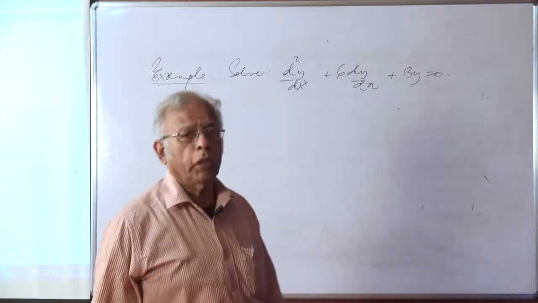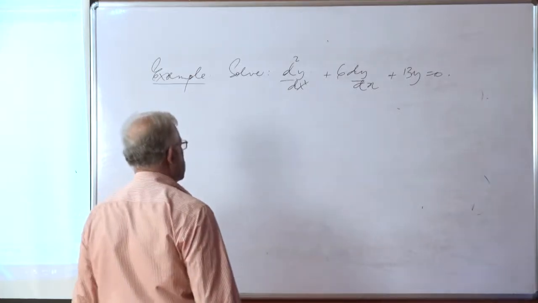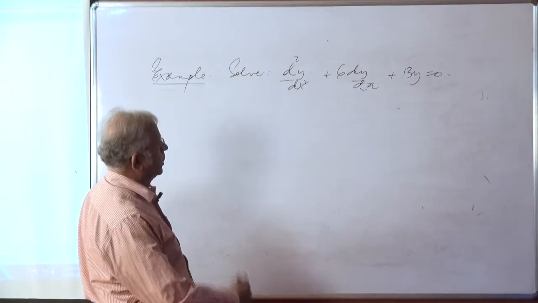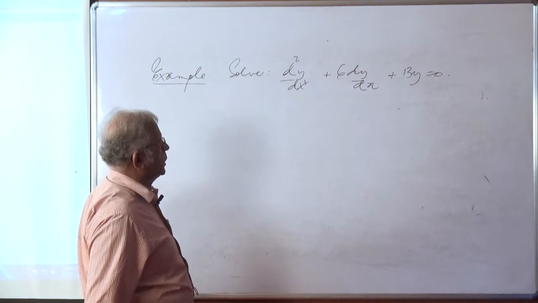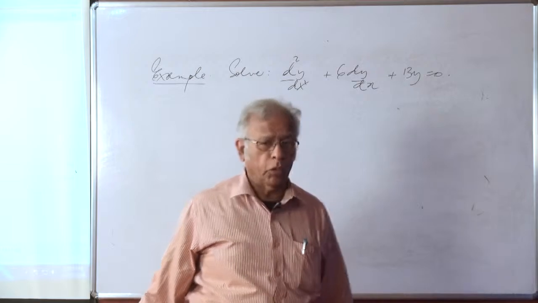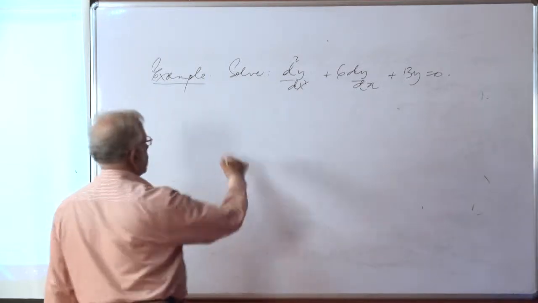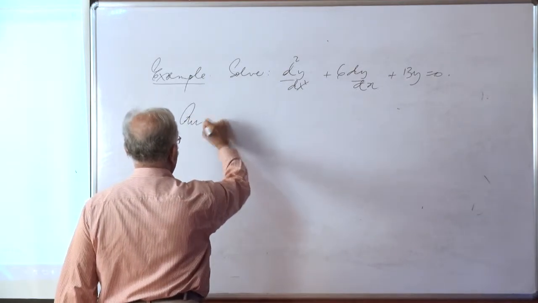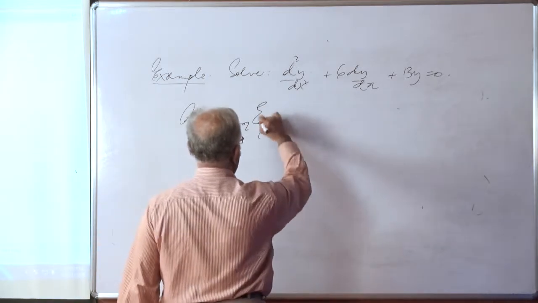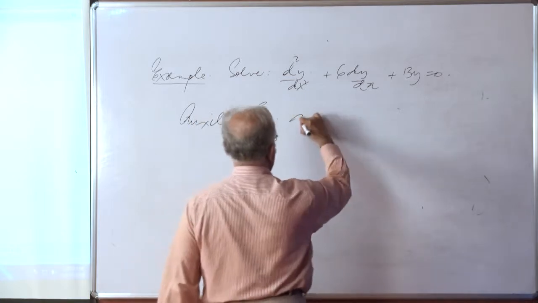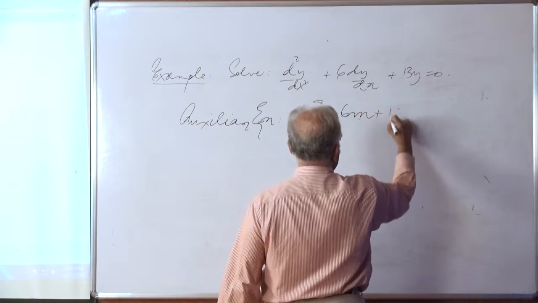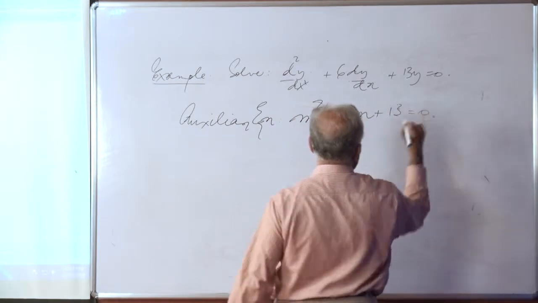We now move to an example that illustrates the last point that we were trying to make and understand. We have put up on the board an equation that reads d2y/dx2 plus 6 dy/dx plus 13y is equal to 0. Now, straight away the auxiliary equation is nothing but m square plus 6m plus 13 is equal to 0.